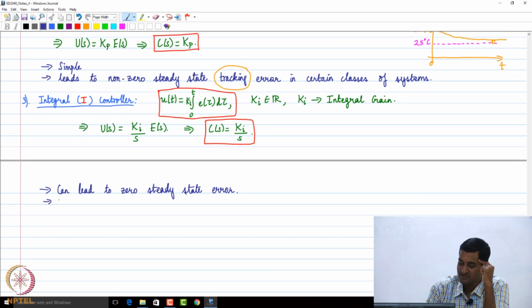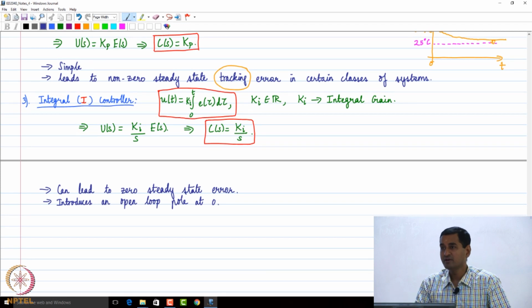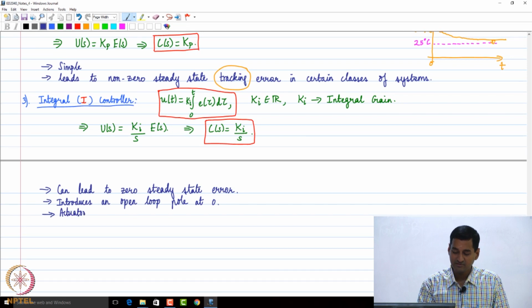So this introduces an open loop pole at the origin, which essentially needs to be accounted for. And more interestingly, integral control can lead to actuator saturation. So that's something which we also need to worry about when we do integral control. What do I mean by this? Let me demonstrate it by means of a graph.